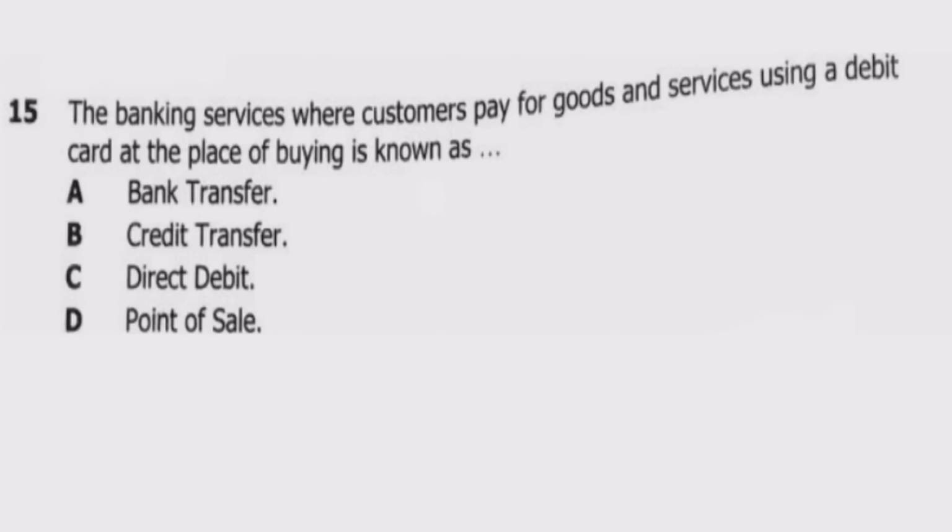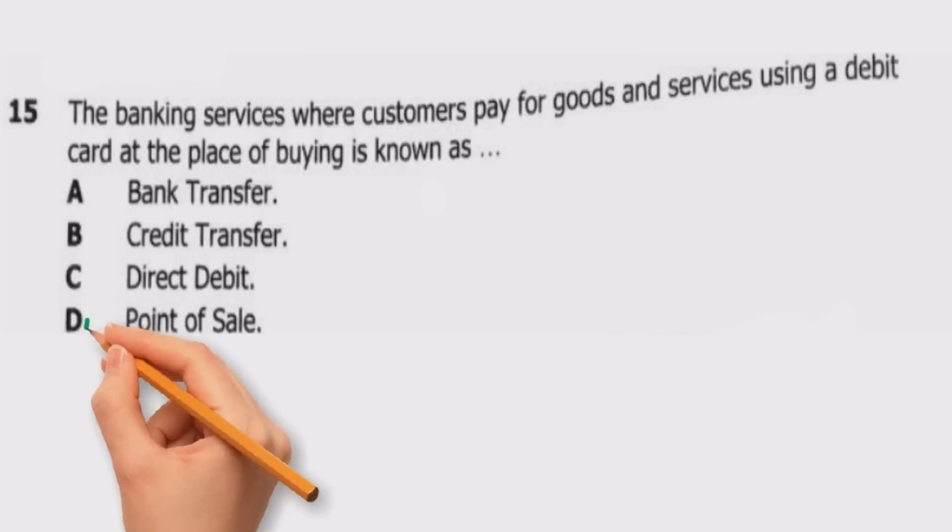The banking services where customers pay for goods and services using a debit card at the place of buying is known as A. Bank transfer, B. Credit transfer, C. Credit debit, D. Point of sale. So the correct answer is D.